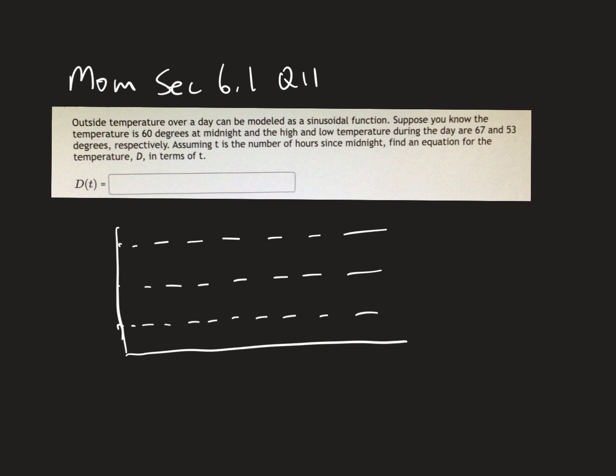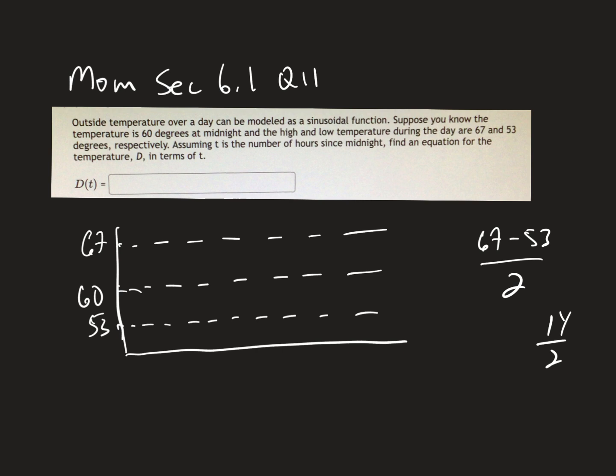The high temperature they're saying is 67. The low temperature is 53. And I've got to find the average temperature, so this is going to be like the midline. So 67 minus 53 divided by 2 will be the amplitude. That'll tell me how high above everything it goes. There are other ways to do this, but this works. So this is going to be 14, and then divided by 2 is 7. So that means the midline is 60, and the amplitude is 7.